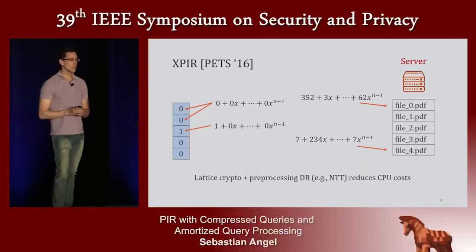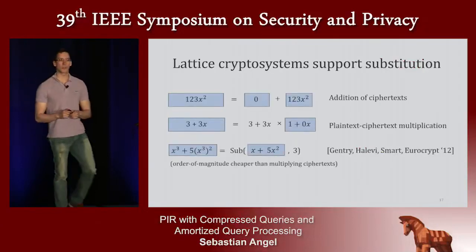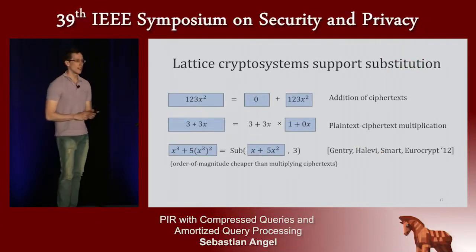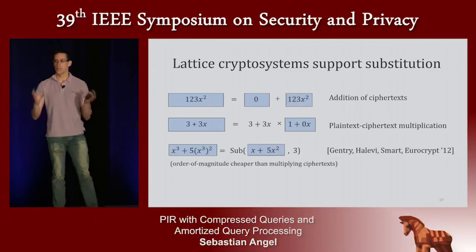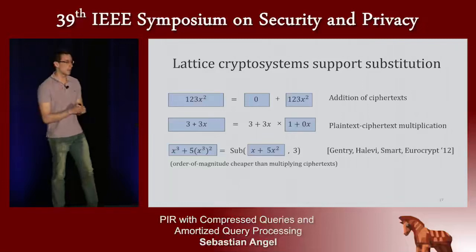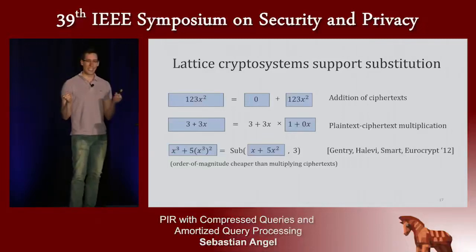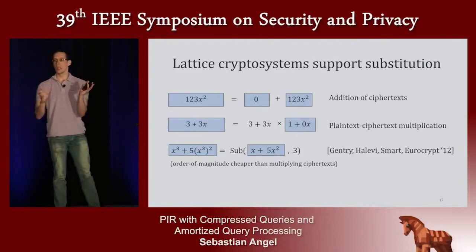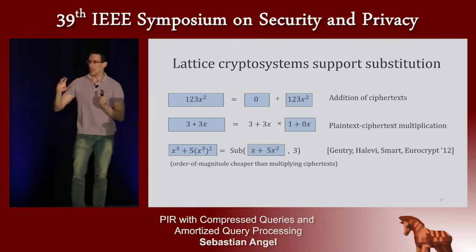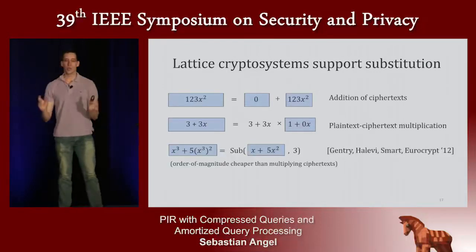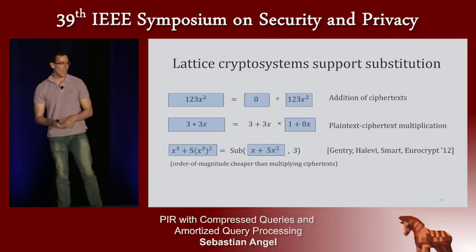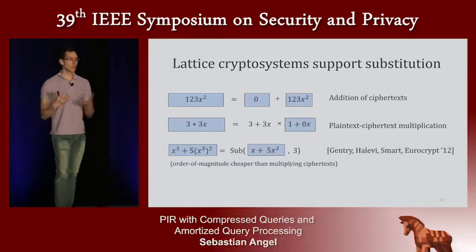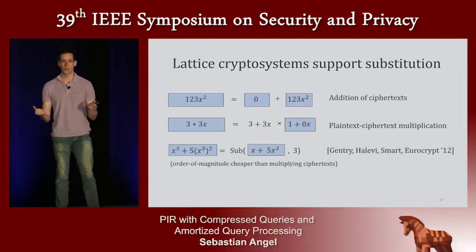Okay? Now, what we observe is that these lattice-based crypto systems support an operation called substitution. This is an operation that was used by Gentry, Halevi, and Smart to build arbitrary permutation networks, but we don't need all that generality. We just need the substitution building block. What substitution does is, given an encryption of a polynomial and an integer, let's say 3, it allows you to get back an encryption of a polynomial where every instance of x is substituted by x cubed. And this operation is orders of magnitude more efficient than homomorphic multiplications.